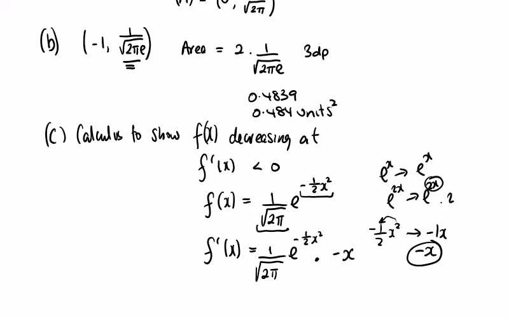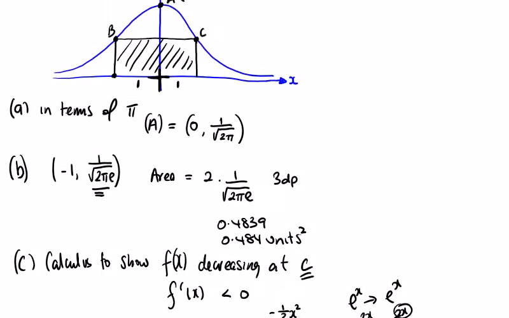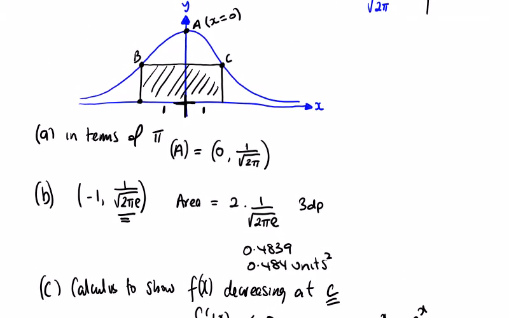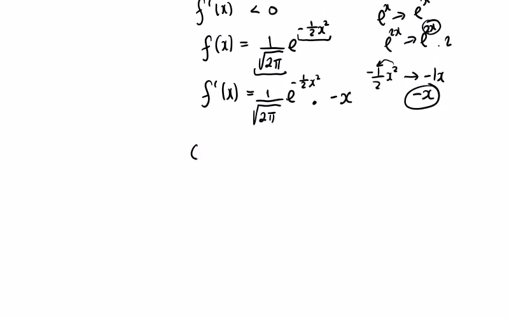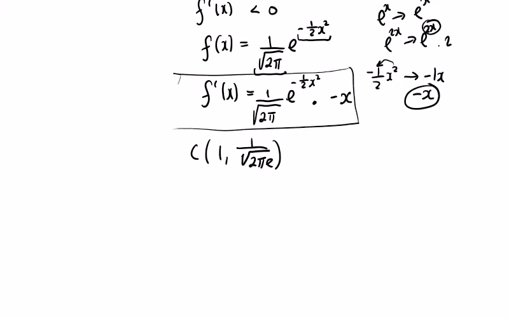And we need to find what this point C is, which I should have written here, point C. Well, it's symmetrical. So it's the same as point B, only instead of having a minus 1, we're going to have a plus 1. So 1 and 1 over the square root of 2 pi e. So what we need to do is we need to put our x value in to show that this f prime x is less than 0.